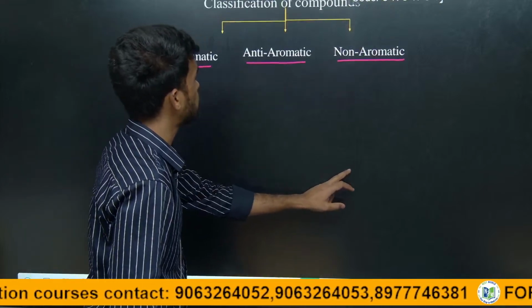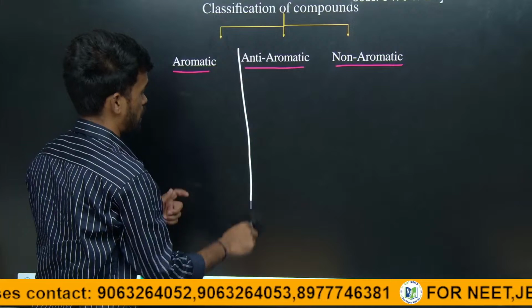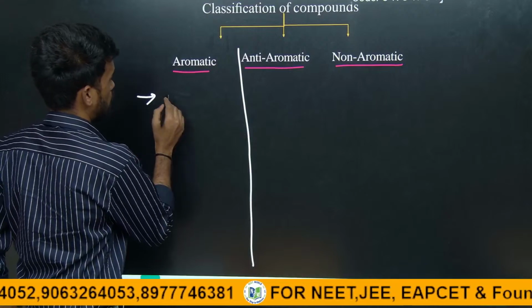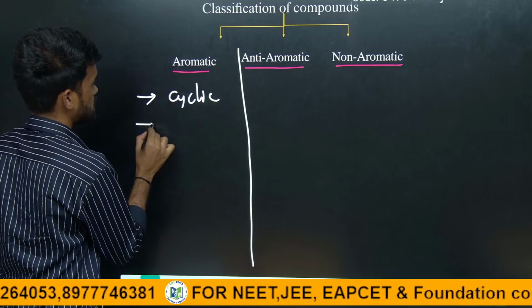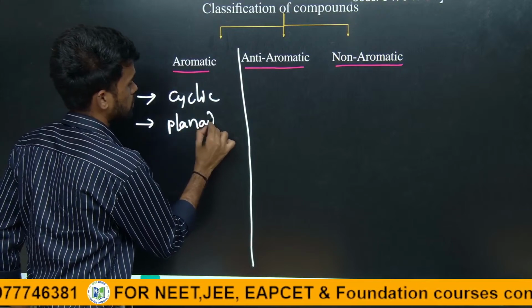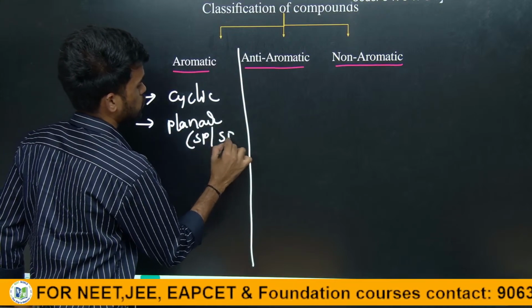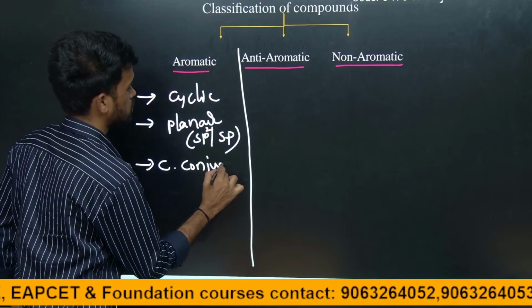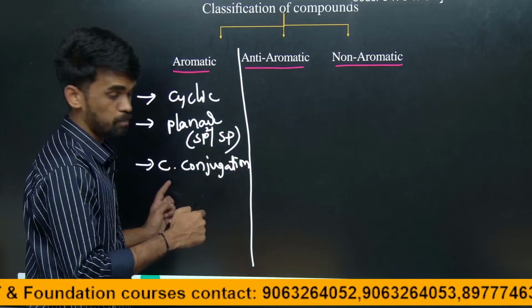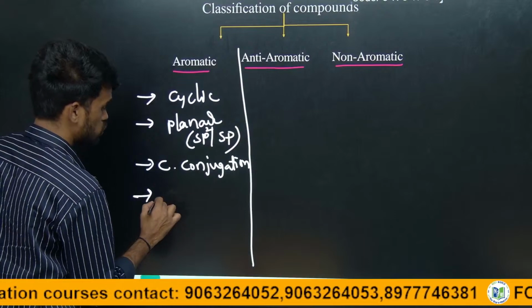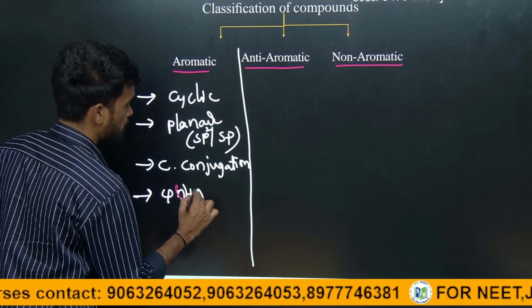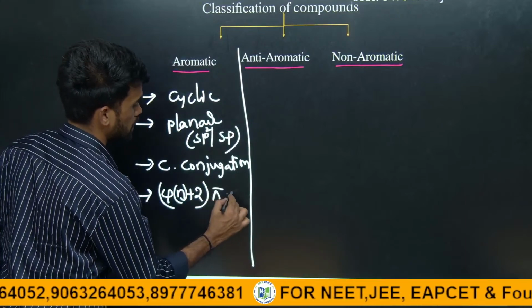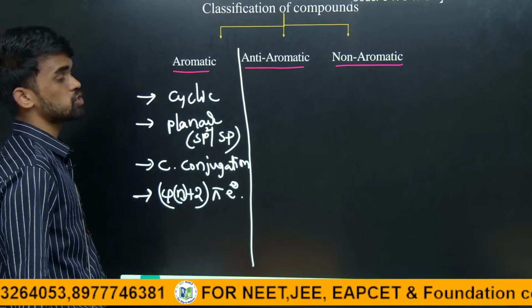So what are the conditions I told you in order to identify an organic aromatic compound? There are 4 conditions I gave. Once again, tell me them. Cyclic. Next, planar molecule, it should be planar, sp2 hybridization should be there. Then next, complete conjugation should be there throughout the cyclic ring. Then next, it should contain 4n plus 2 pi electrons in the given compound. These are the 4 conditions that should be satisfied.